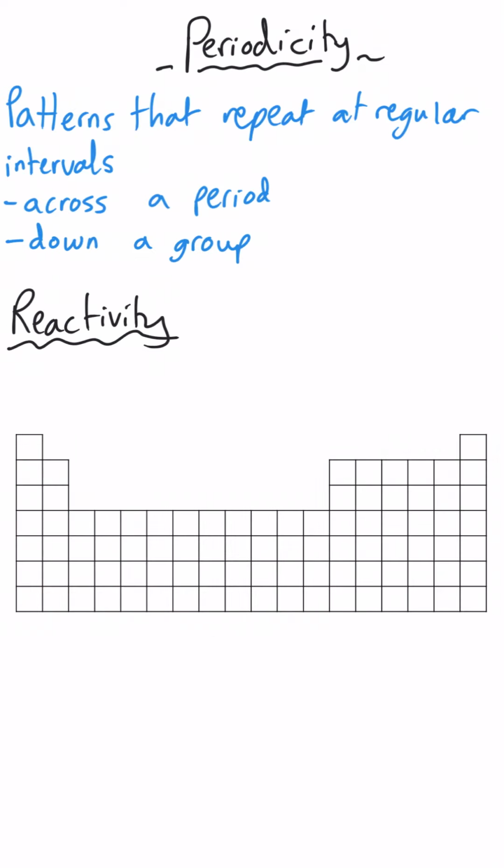The periodic table gets its name from the word period or periodically. Now, periodically means something happens at regular intervals quite frequently. Using the periodic table to explore the world around us is often referred to as periodicity. Now, periodicity is the study of patterns that repeat themselves at regular intervals.